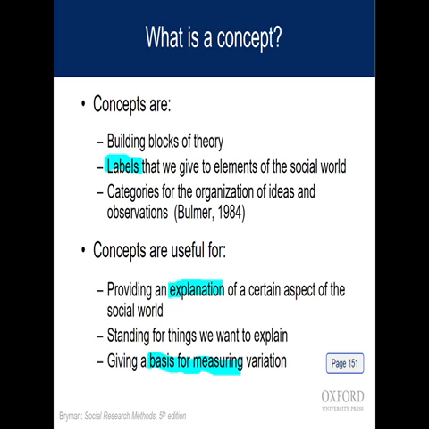Concepts, I would say, I'm going to depart a little bit from the authors here who focus on how concepts are useful to provide explanations for a certain aspect of the social world, or standing for things we want to explain, or giving a basis for measuring variation. That's all true, but what I want to stress is that concepts are important because they help us decide what exactly it is that we want to study. Because if we're studying violence, we have to decide exactly what we mean by that. What are the boundaries that we're going to set for things that we'll include and call those violence, and other things that we will exclude and we won't call those violence.